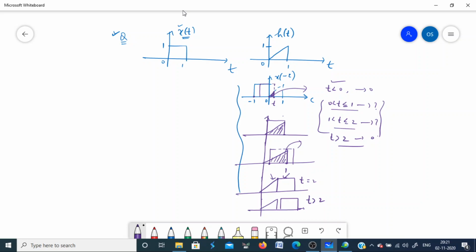Now at t is equal to 2, you have this situation. Between 0 to 1, if you shift it by 1, you will reach here. Then 1 to 2, and for t greater than 2, it will be 0. Yes, this is how you have to find it. Either you can fold one signal and shift it, or fold the other and shift it. You have to find the answer.